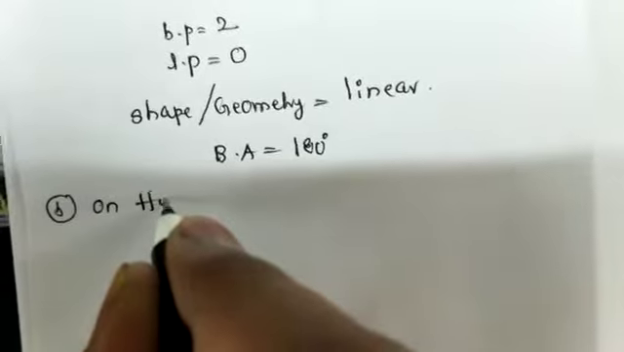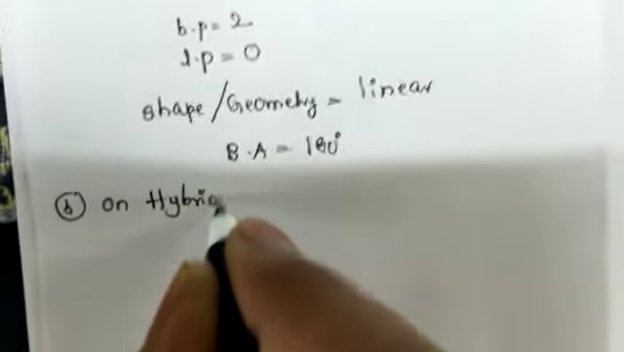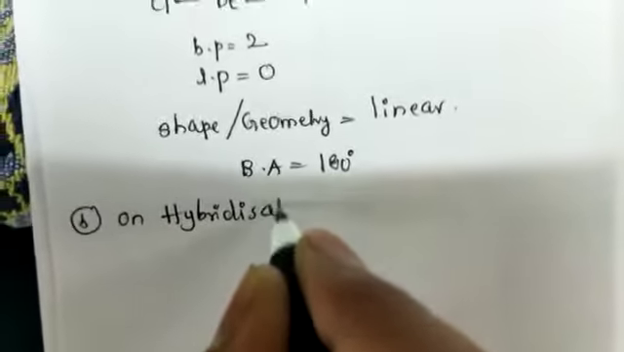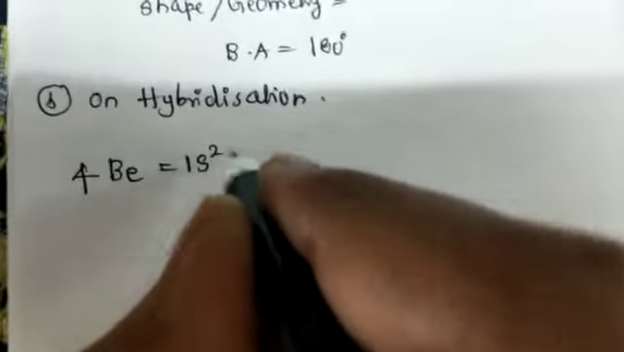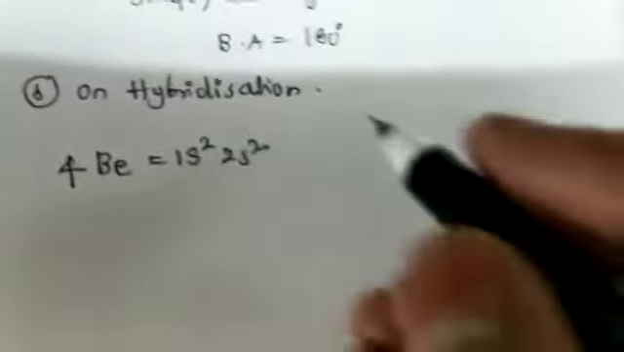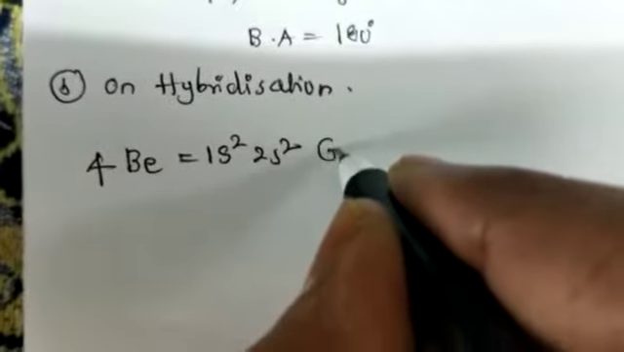Hybridization is very important. Before this, we write the electronic configuration. For beryllium, what is the atomic number? The atomic number is 4. The electron configuration is 1s2 2s2. This is the ground state electronic configuration.